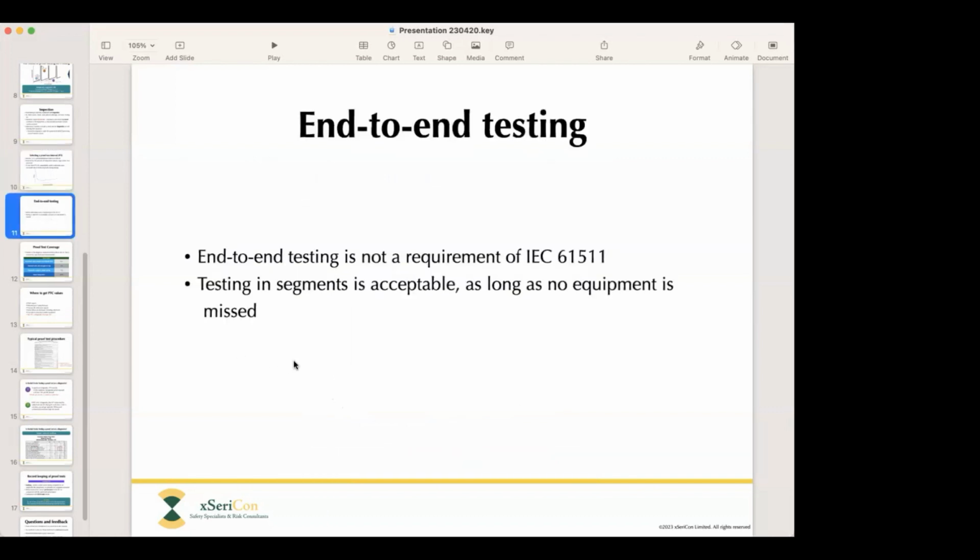Okay, now one more question that sometimes comes up relating to proof testing is it necessary to test the entire function in one go? And the answer is no. It is not a requirement of the standard to do end-to-end testing. You can test the function in segments. For example, you can test from the sensor up to the logic solver, up to and including, and then test from the logic solver to the final element. And as long as all of the critical components, all of the components that have potential dangerous failure modes get tested at some point, then the test regime is valid.